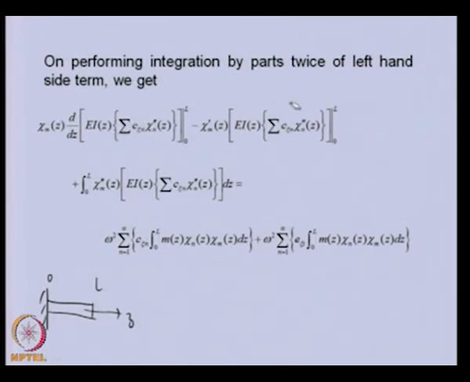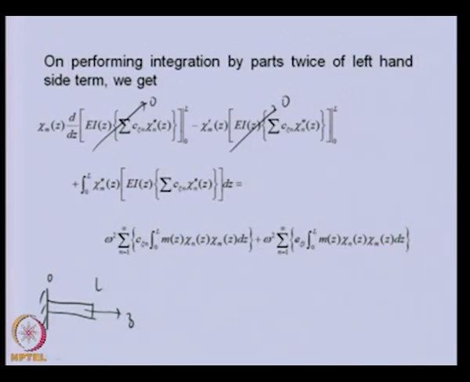Similarly, here for x equal to L, this particular term will be 0. Sorry, this is the shear force, because the third derivative is there, and this is the bending moment. So the bending moment and shear force are 0 at x equal to L, and at x equal to 0, or z equal to 0, the slope is 0. So you can see these two terms are 0 for all possible boundary conditions.